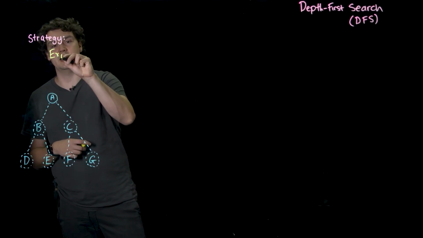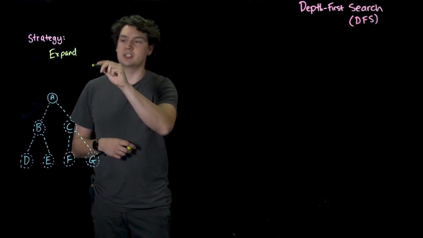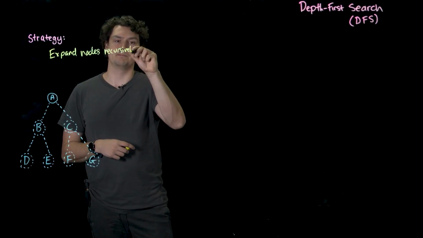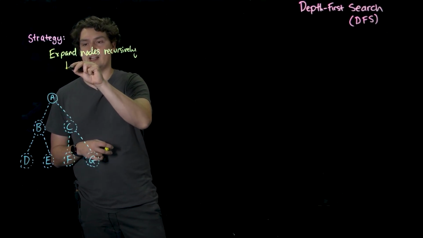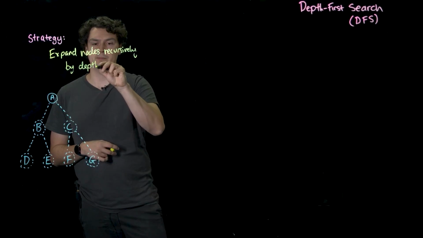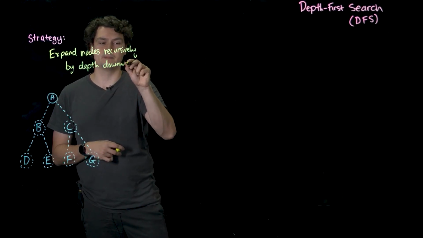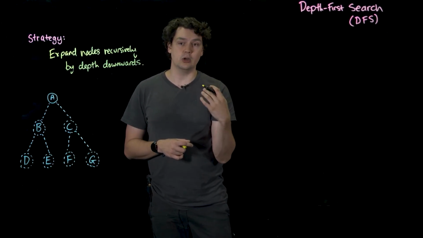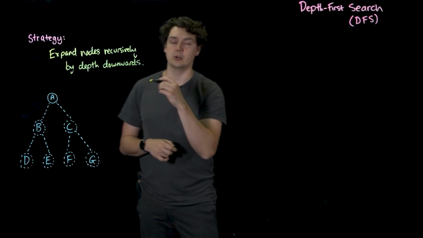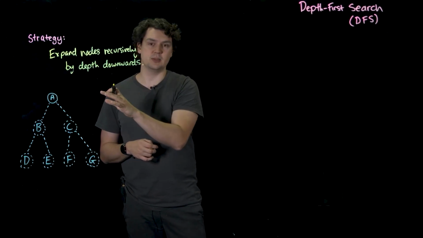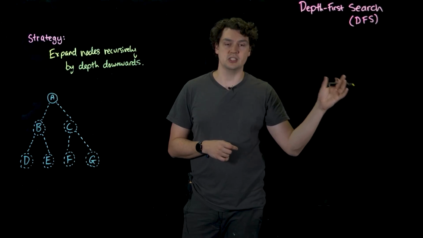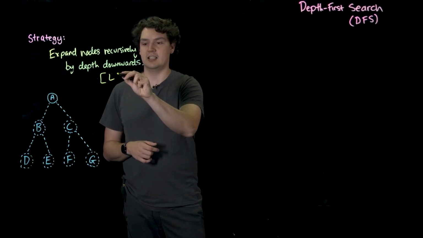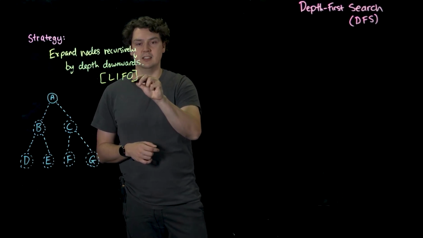So if I rewrite this again, the strategy of Depth First Search is we're going to expand nodes recursively by a depth downwards. So we're going to do this all the way until we can't go further down, or we actually discover that we've found the goal, or found a goal. So as opposed to Breadth First Search, which is first in, first out, we could describe this in terms of a queue as last in, first out, LIFO.